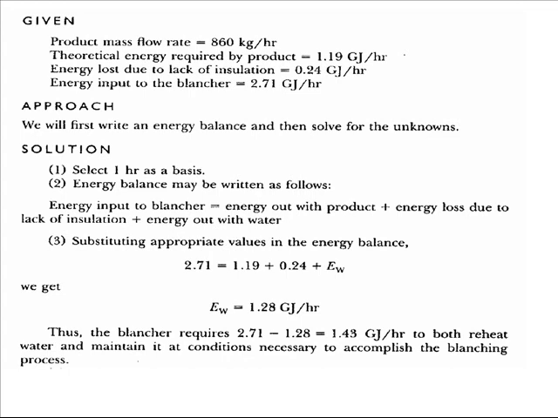The solution then goes on to say, thus the blancher requires 2.71 minus 1.28, which is equal to 1.43 gigajoules per hour to both reheat the water and maintain it at conditions necessary to accomplish the blanching process. In essence, that is the amount of energy that you will need to return to the water for it to blanch another set of lima beans.